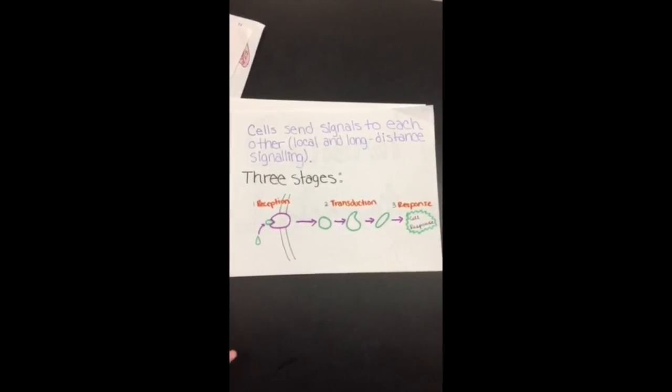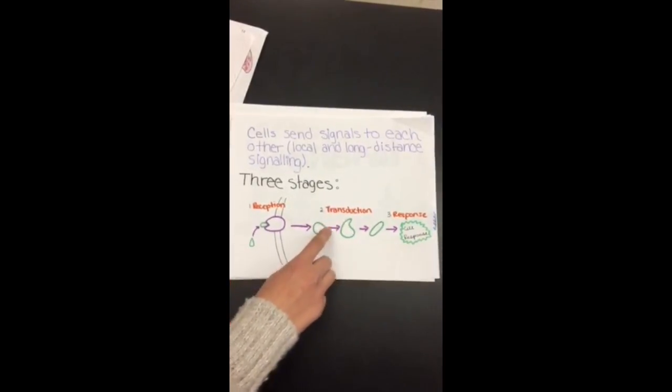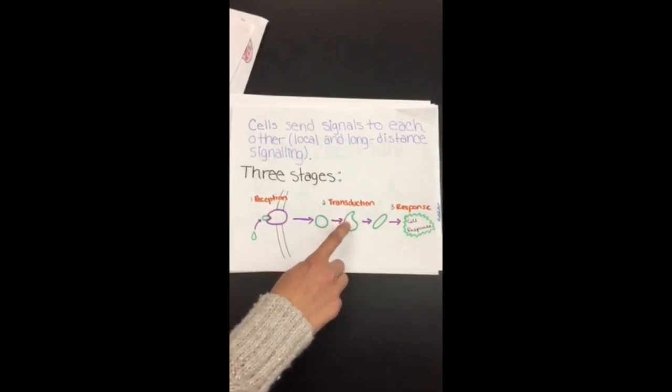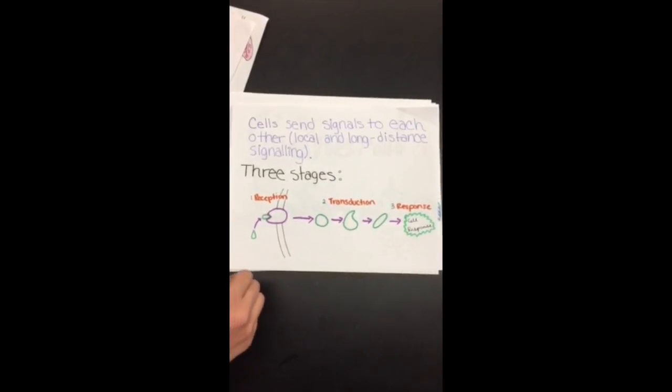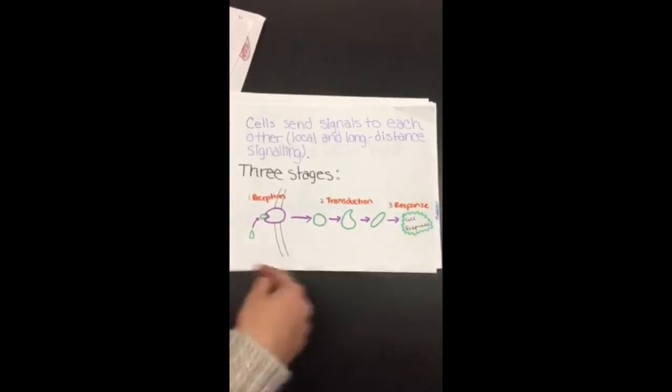The first one is reception, where the hormone binds to a receptor. The second stage is transduction, in which the binding leads to a change in the receptor that triggers a series of changes along the signal transduction pathway. At the end of the transduction pathway, the cell creates a response.